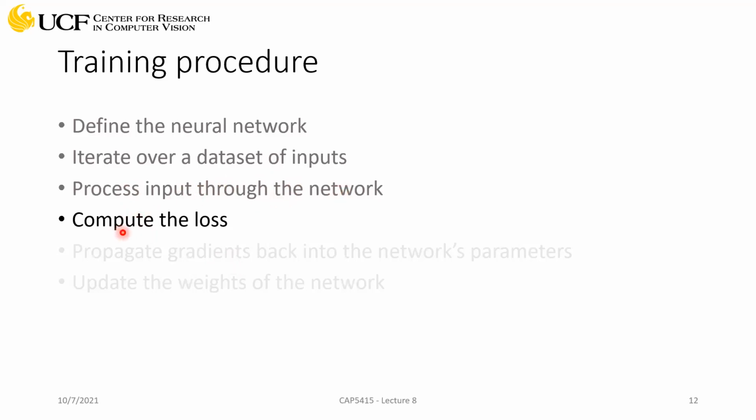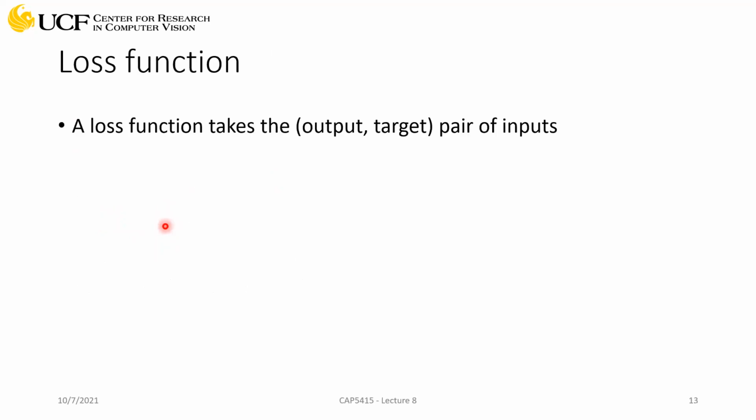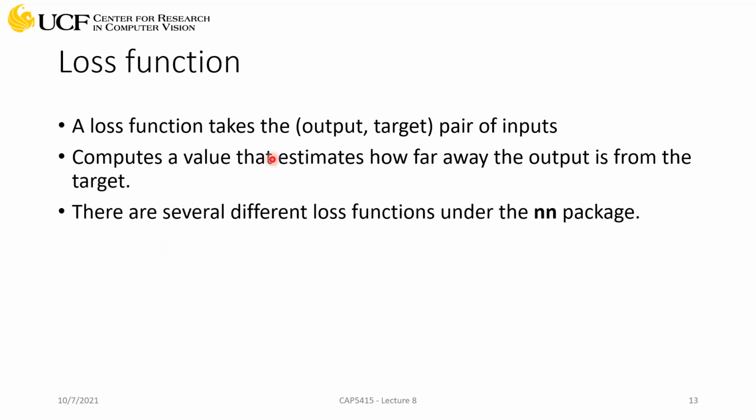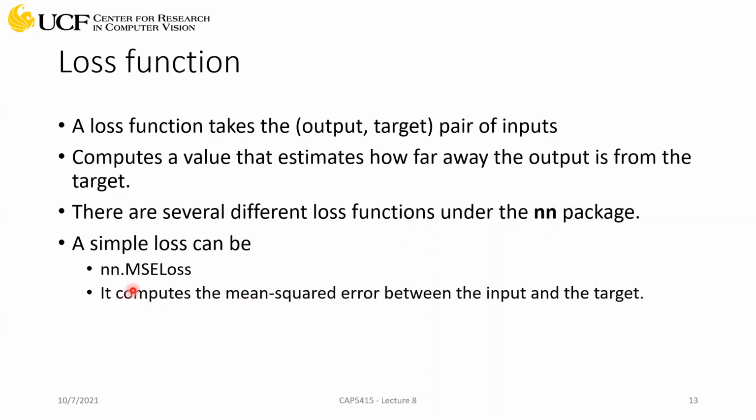And once we have the network's prediction, we'll have to compute the loss. Okay, so for the loss, we need the output of the network, and then we also need the ground truth, which is called the target, which should be the actual target. And we use these two to compute the loss value. So this neural network package actually provides a lot of loss functions, which we can simply use. So we have cross entropy, we have MSE loss.